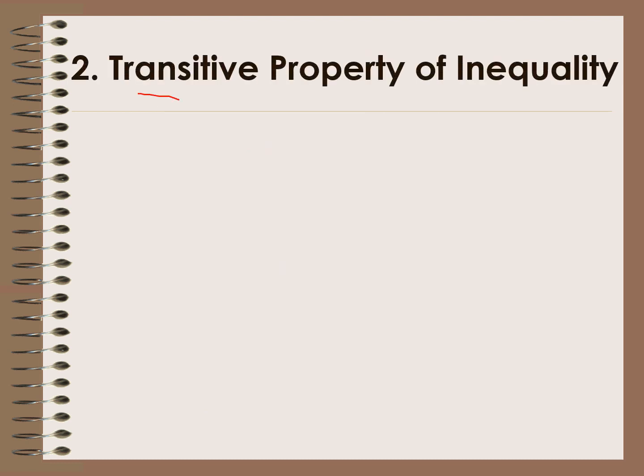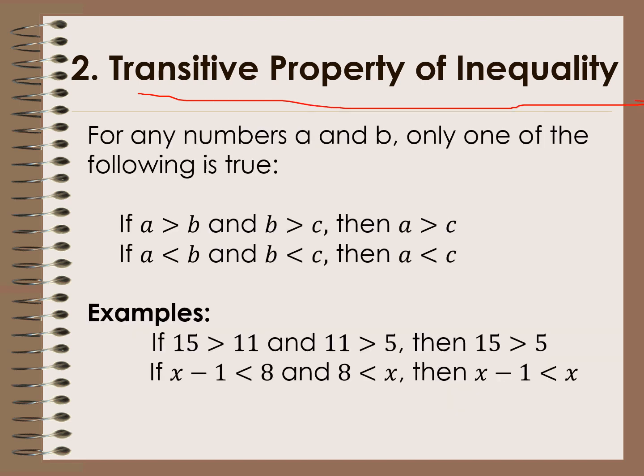Okay, we have your transitive property of inequality. For any numbers A and B, only one of the following is true. So here, if A is greater than B and B is greater than C, there are two inequalities being compared, okay? Your A is greater than your B and B is greater than your C.